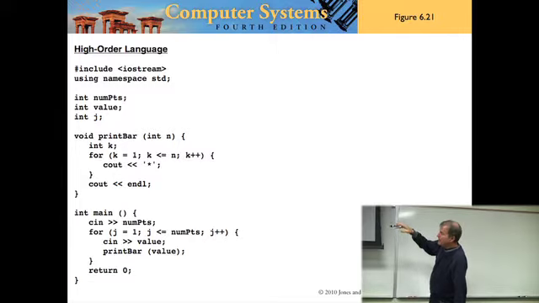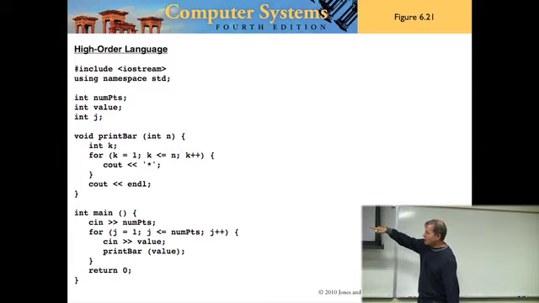Are you with me? Then we have for k gets 1, k less than or equal to n, k plus plus, cout asterisk, and then at the end of the loop, cout endl. So what this does is, whatever n you give it, it prints out that many asterisks on a line and then goes to the start of the next line. Are you with me?